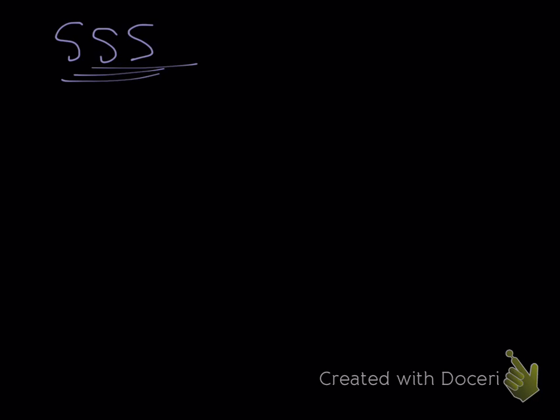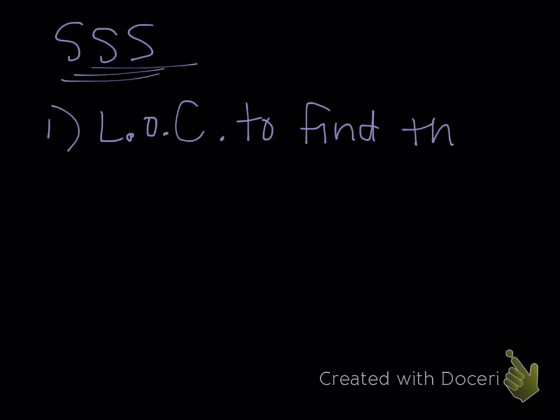So this means I'm given no angles. The first step is to use your law of cosines to find the longest side. And your longest side will always be located across from your largest angle. Then it's the same as yesterday.